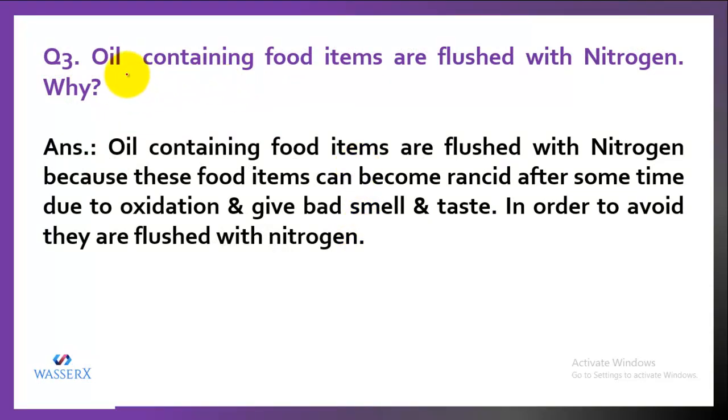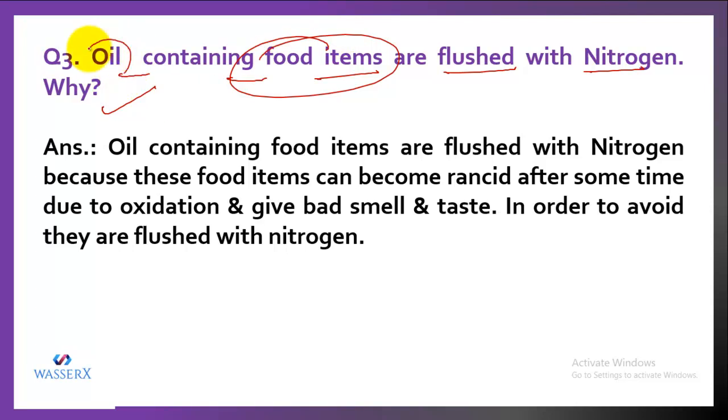Another question is, oil containing food items are usually flushed with nitrogen. So what is the reason behind? See, all the food items that contain oil, when they are exposed to air, they get oxidized, due to which they become rancid. They become rancid, that is unfit for eating purpose. So they are flushed with nitrogen because nitrogen prevents rancidity in them.